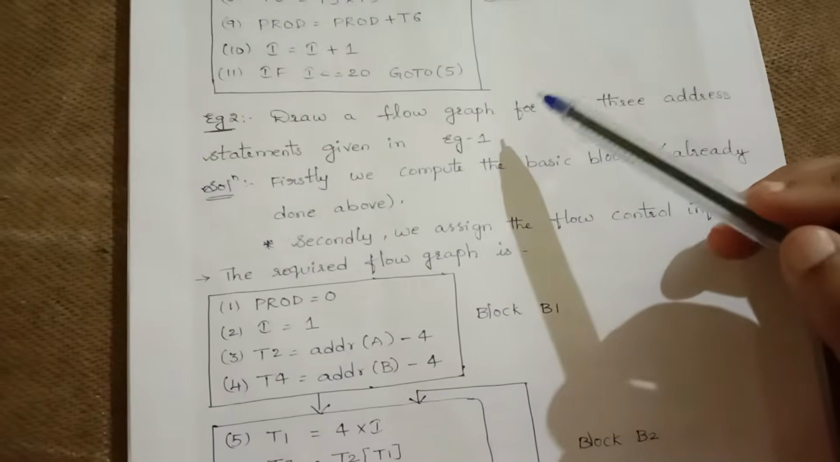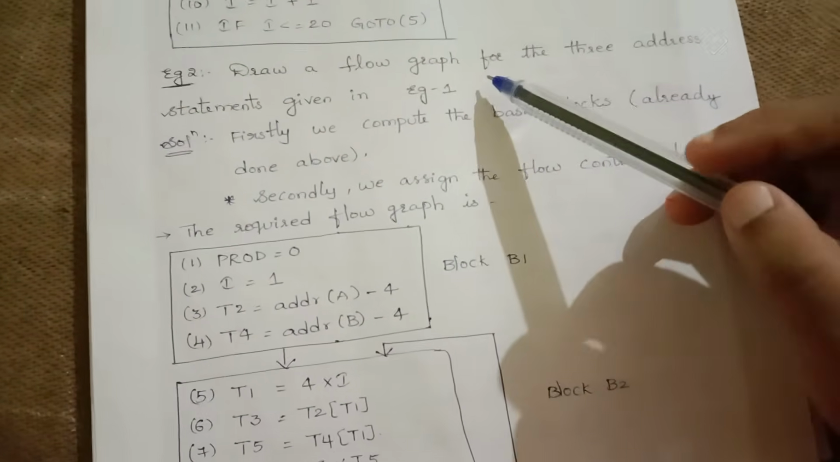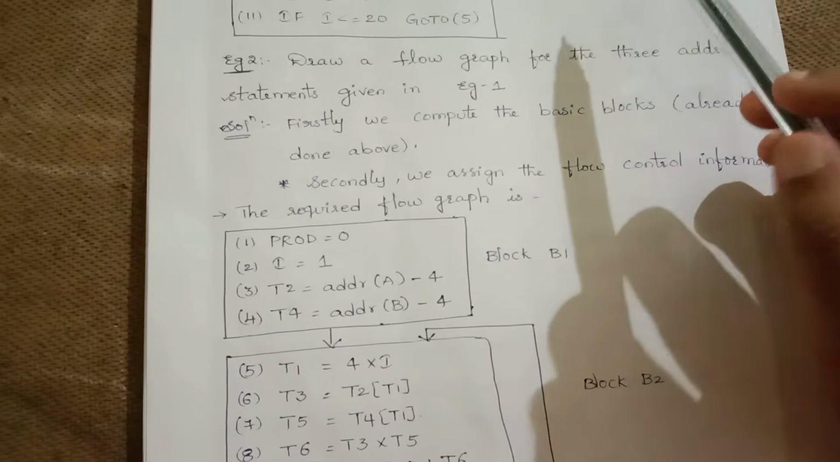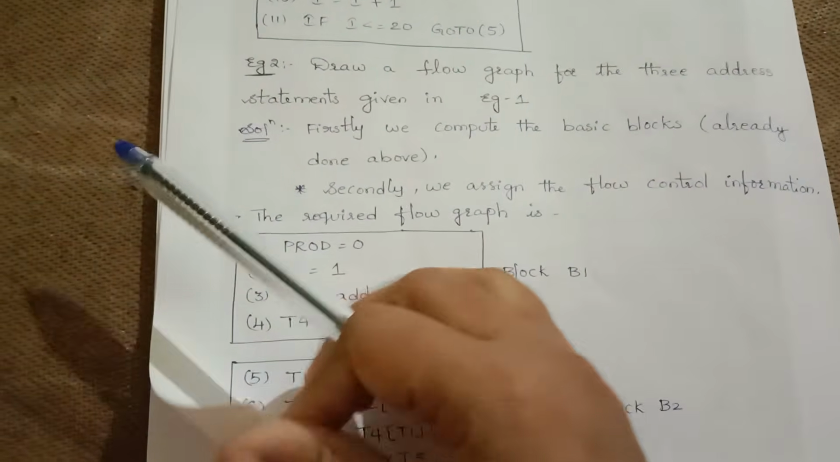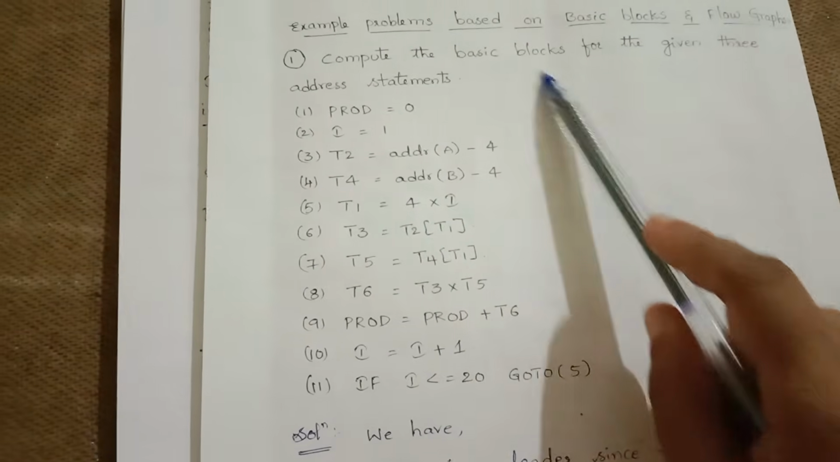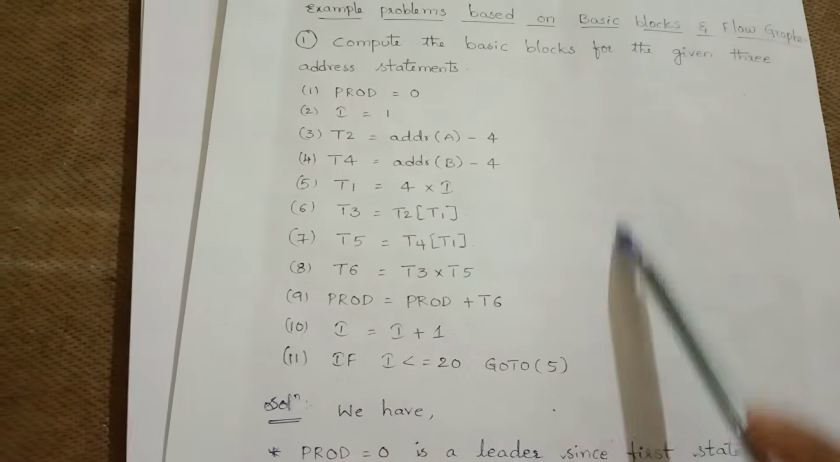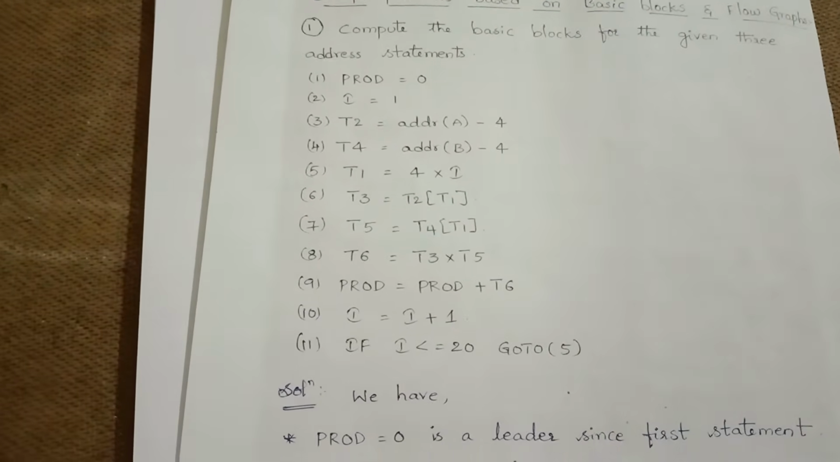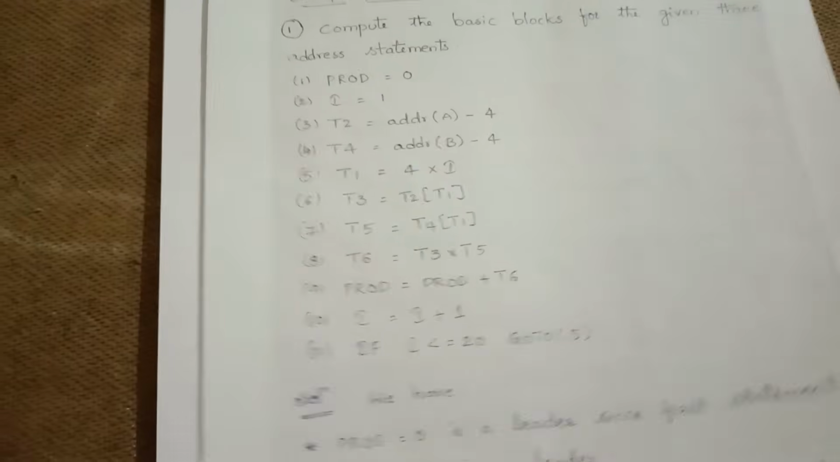And one more example we are considering here. Draw a flow graph for the three address statements given in example 1. So this is the example we have taken, and for this we need to draw a flow graph. That is one more example. So how we draw the flow graph, we'll see here.